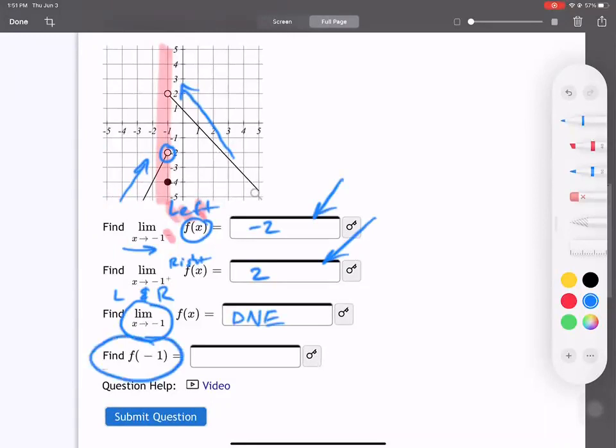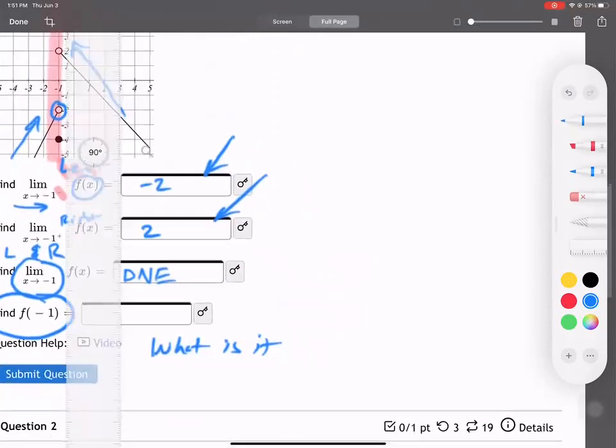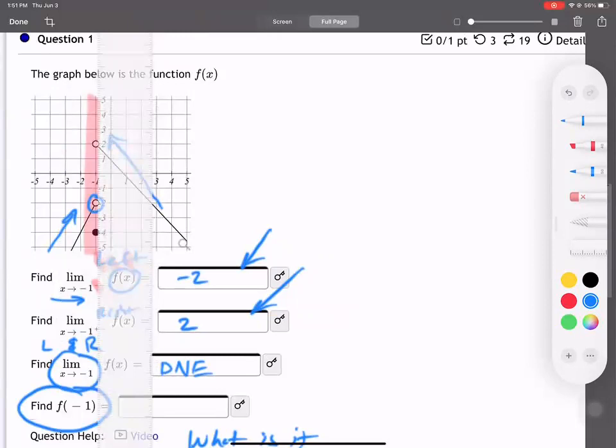And last one, what is the actual value? This is not the limit. What is it? At -1, let's take a look. I'm gonna use a ruler here. Take a look at -1. The actual graph is going to be right here. See this? That's -4. So the actual value here is going to be -4.